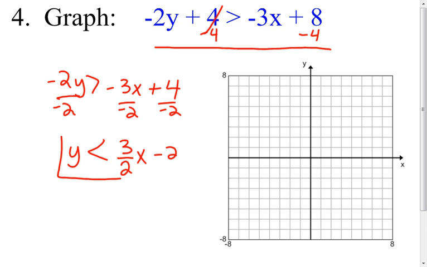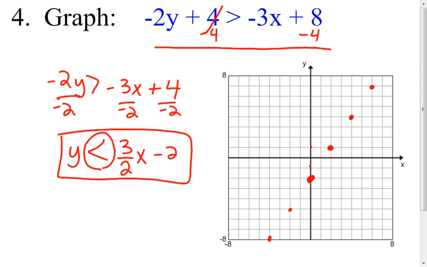Okay, so here's my equation. I am going to cross the y-axis at -2. I have a slope of 3/2. It's positive, so I know it's going to go up as I move to the right. So top number tells me to go up 3. Bottom number tells me to go right 2 in this case. Up 3, right 2. Or you could go down 3 and left 2. Like that.